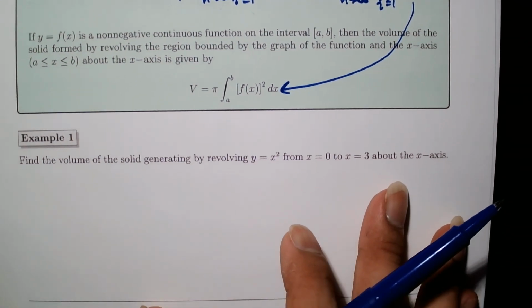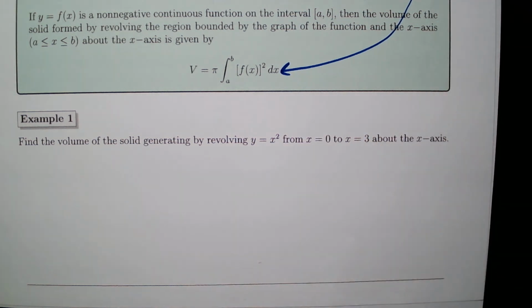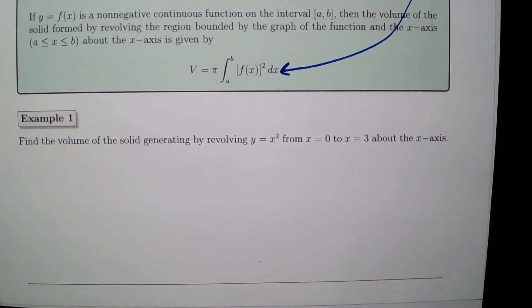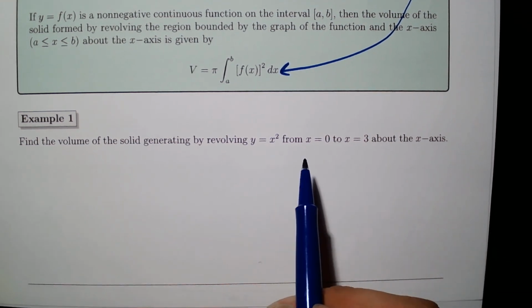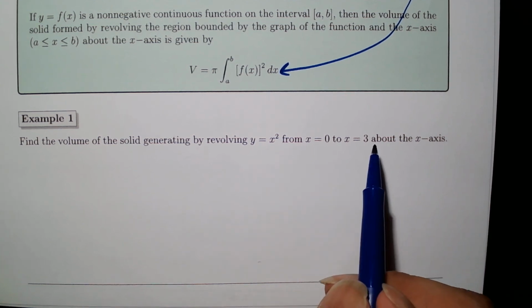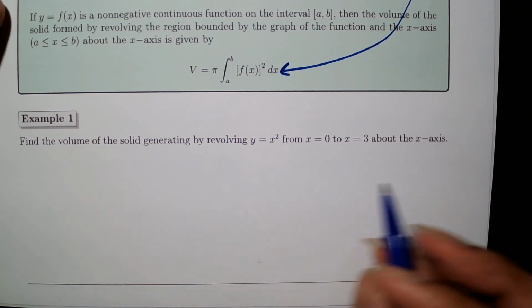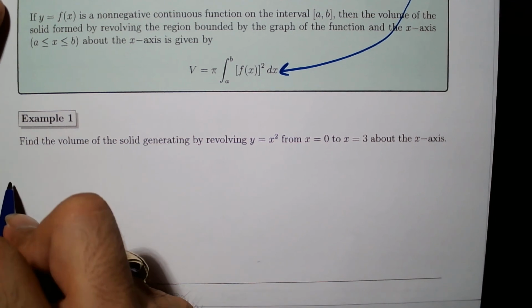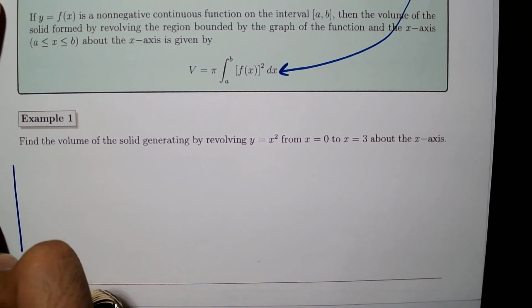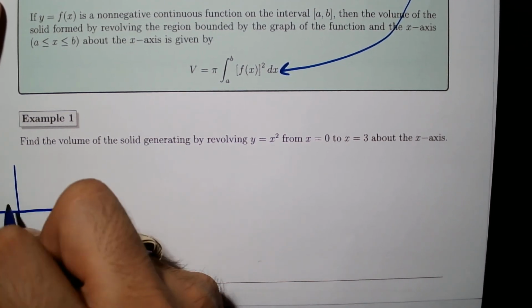Alright, so let's do a couple of examples. Let's find the volume of the solid generated by revolving y equals x squared from 0 to 3 about the x-axis. So y equals x squared, that's a parabola.